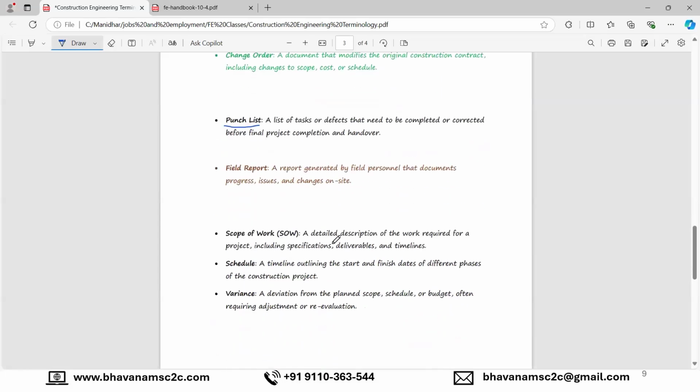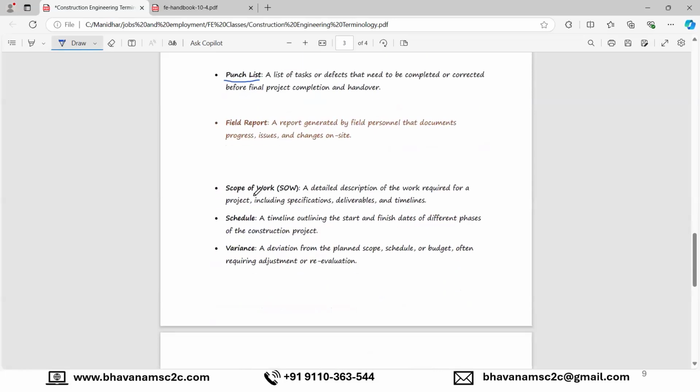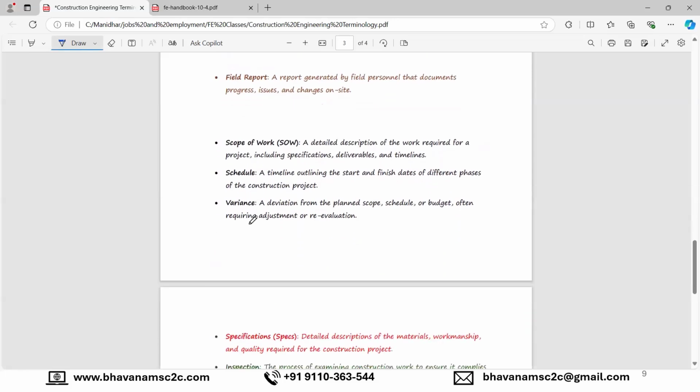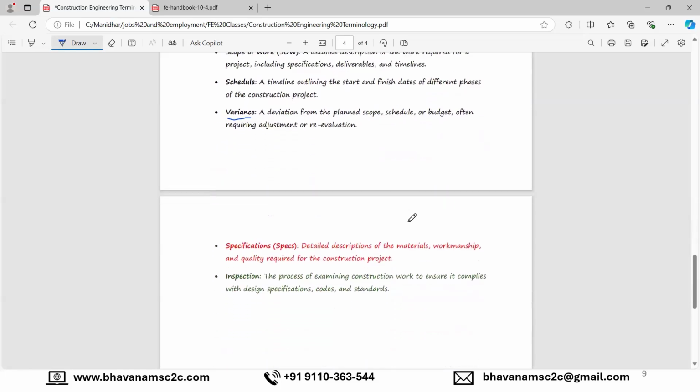Okay. Field report, which is generated by a site engineer. Scope of work we already discussed. So does schedule variance. It comes to the concept of schedule variance, and also it comes to the concept of cost variance. So if there is any provision or any addition of work in the project, then there will be variance. And if something is removed from the project, similarly, it will have negative variance in terms of cost and schedule as well.